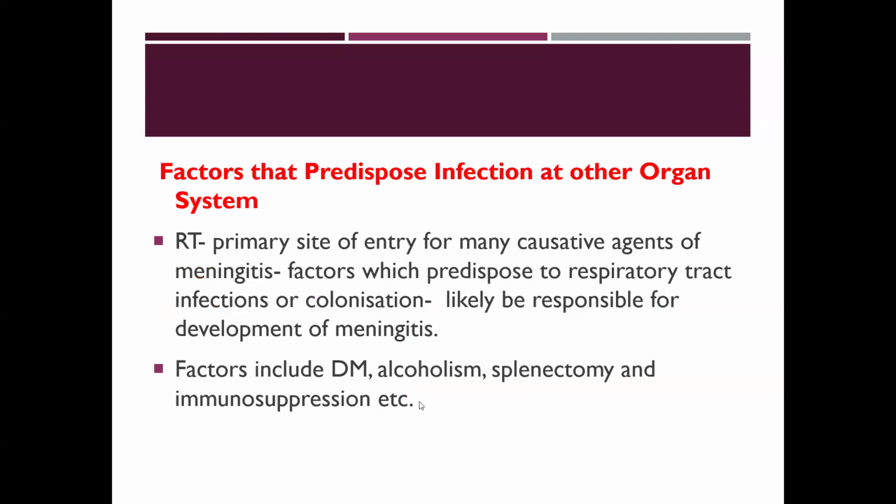And next, factors that predispose to infection at other organ systems. As we discussed, the respiratory tract is a primary site of entry for many of the causative agents. Generally these organisms enter by inhalation. Once they enter by inhalation, they attach to the respiratory tract and colonize, and it leads to the development of meningitis. Other factors such as diabetes, alcoholism, splenectomy, and immunosuppression also contribute to meningitis.